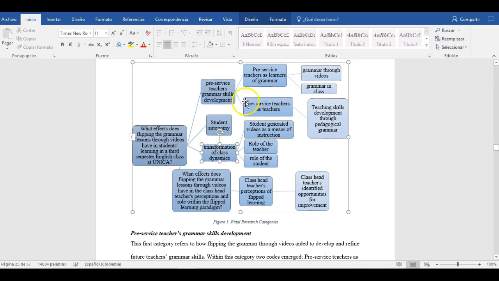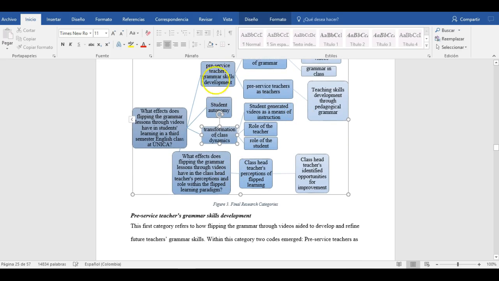What we do is we present everything we found, right? So the section is as big as the number of categories that you have and the number of subcategories or codes that you have. So for example, here, Simone is going to start with the first category. So it's pre-service teachers grammar skills development.